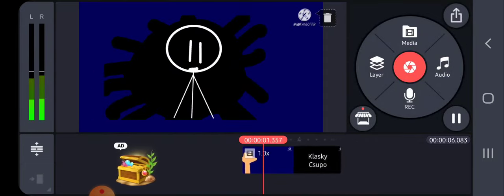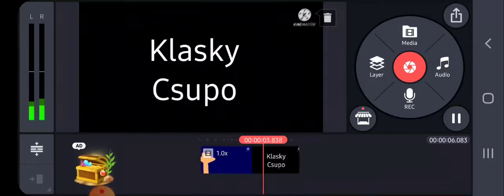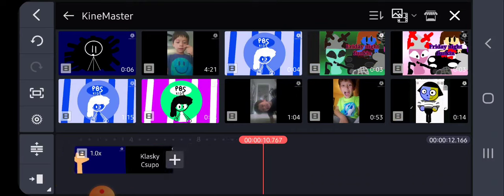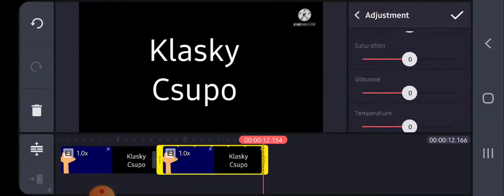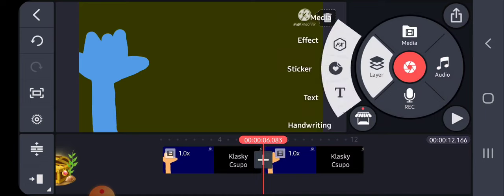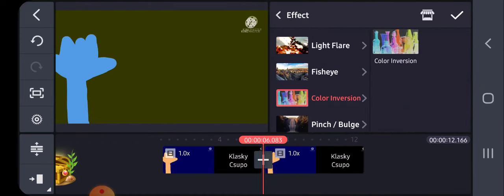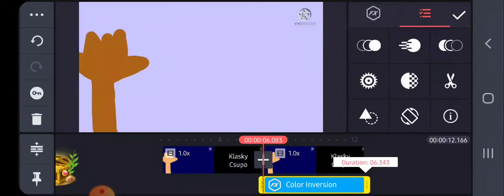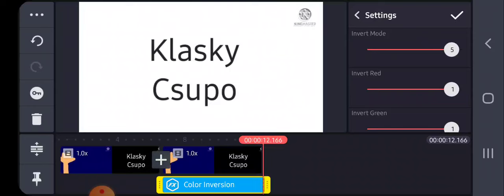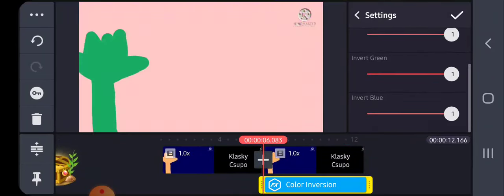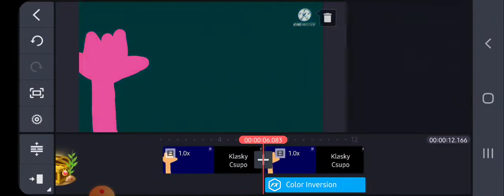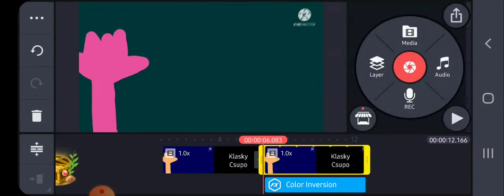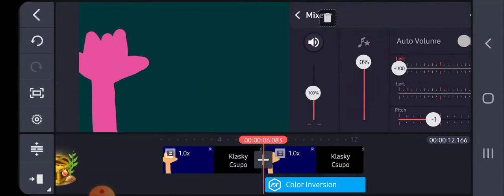Hello there, Klasky Csupo. How to make the lid group. Coloring version. And to put minus one. And then put minus one.